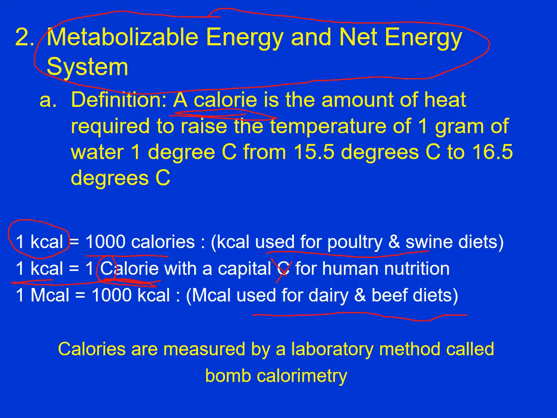Now for dairy and beef diets, since they're bigger animals and they eat more, just so we have to use fewer digits, we're using megacalories. And 1 megacalorie equals 1,000 kilocalories. Like I say, we can burn any organic matter in the laboratory and determine how many calories that foodstuff contains.